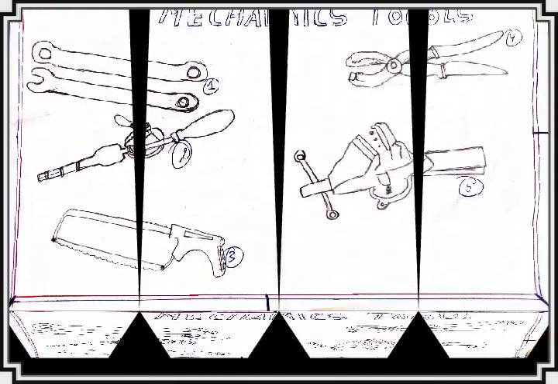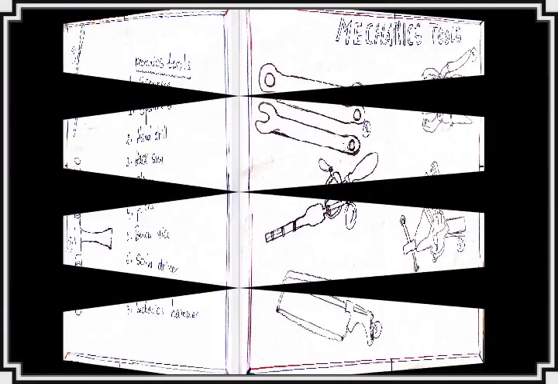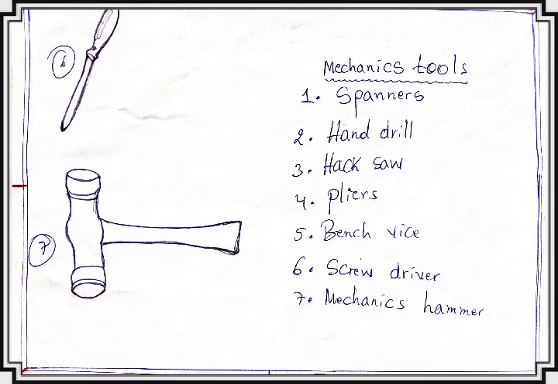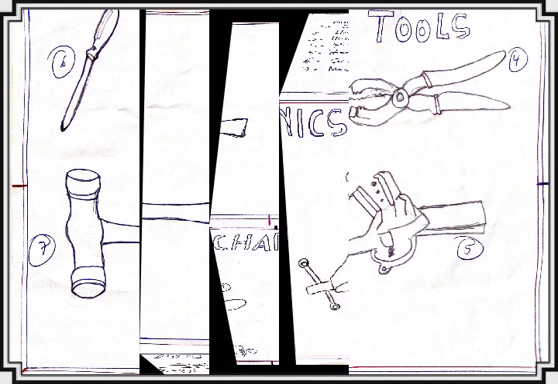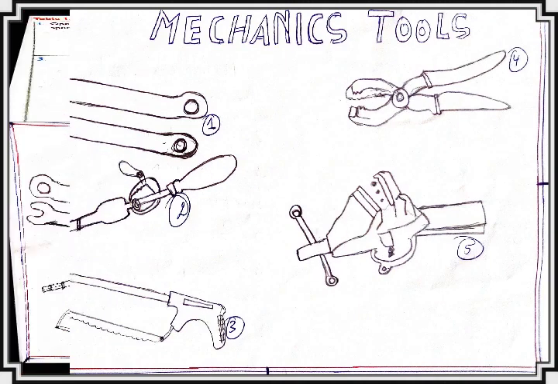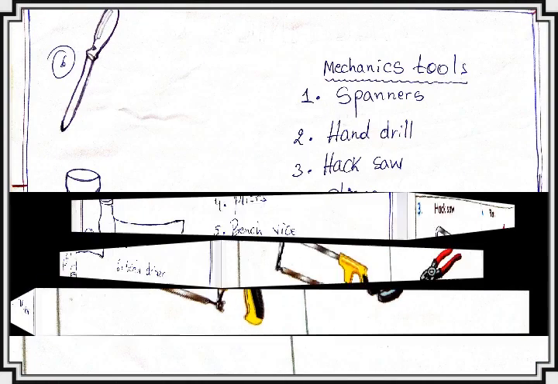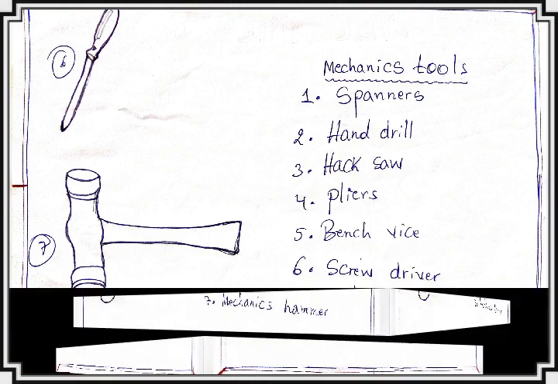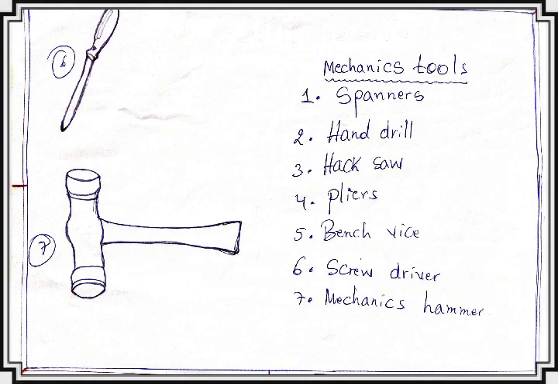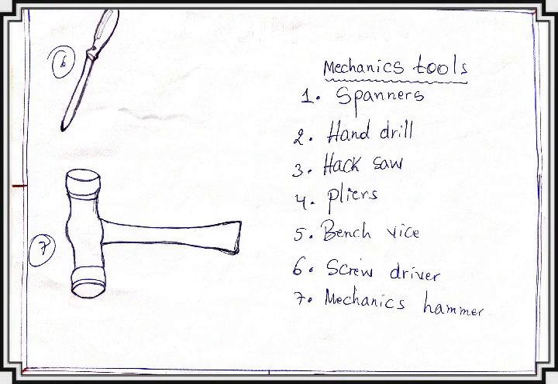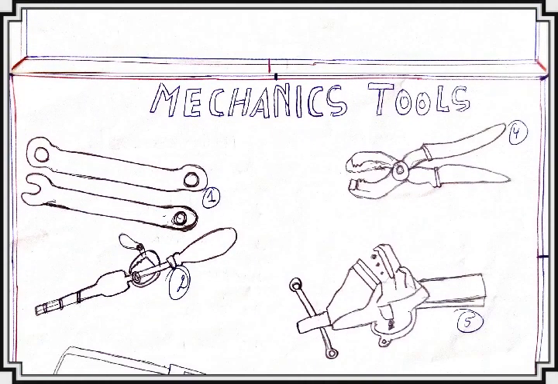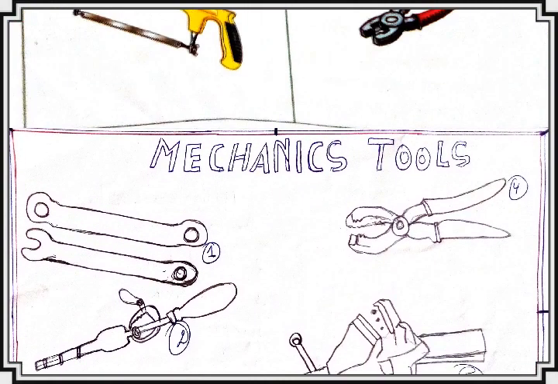Let me start on the first word, which is called a blacksmith. A blacksmith is a person who makes things from iron. The number 2 is a mechanic. A mechanic is a person who repairs machines.